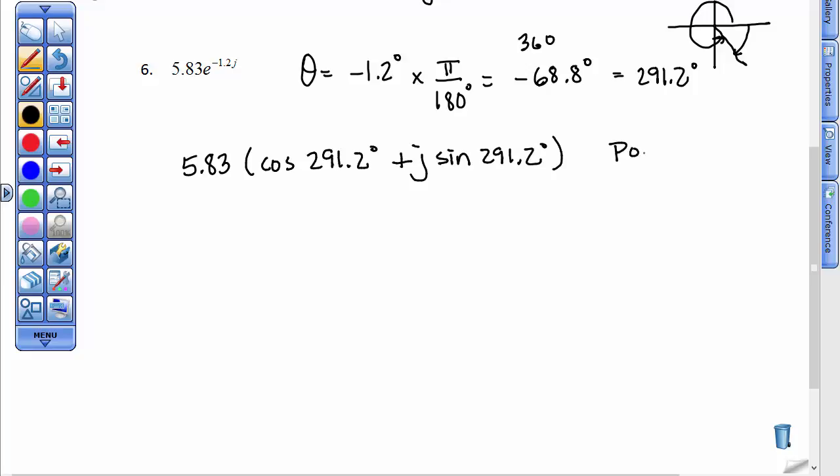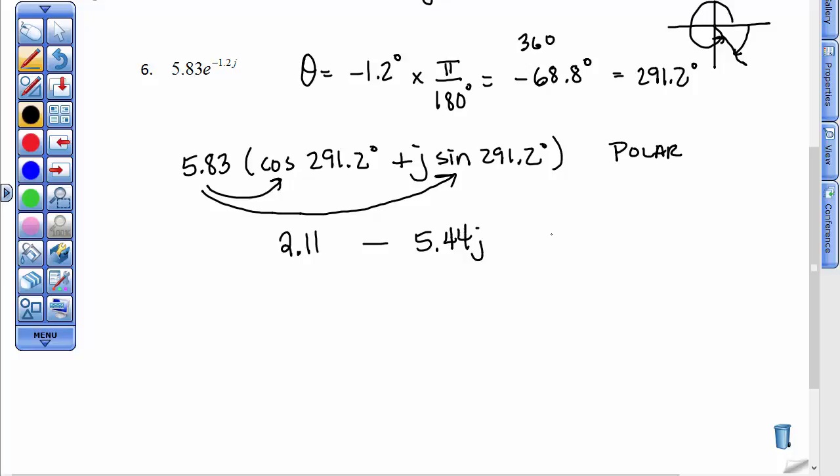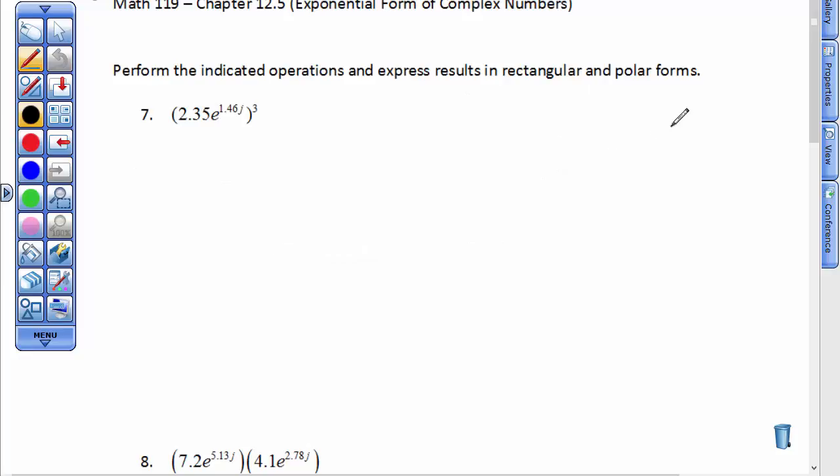Again, remember this is polar. And then to get this into rectangular form, you'll have to take 5.83 times the cosine of 291 and 5.83 times the sine of 291 degrees. 291 degrees is in the fourth quadrant. So we should expect our x value to be positive, and we should expect our y value to be negative for this to be in the fourth quadrant. Again, this is our rectangular form. I will be asking you a problem to take it from exponential to polar to rectangular, and I will be asking you to go in the other direction as well.